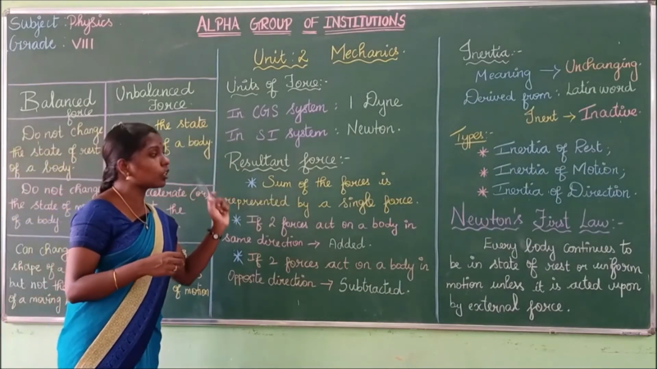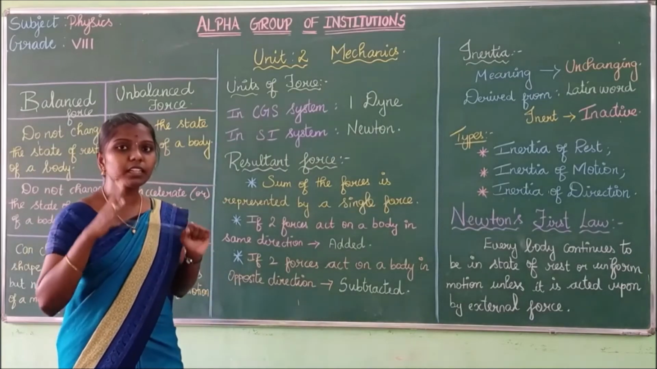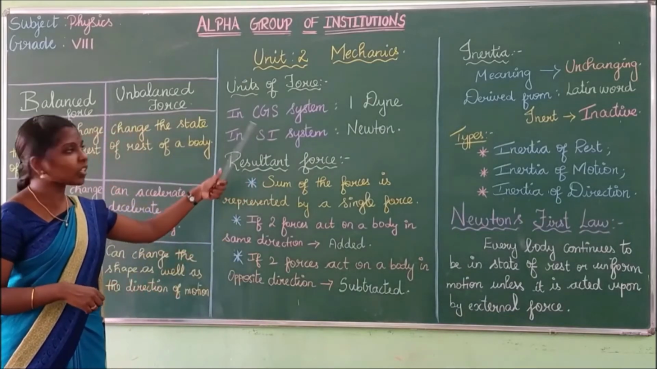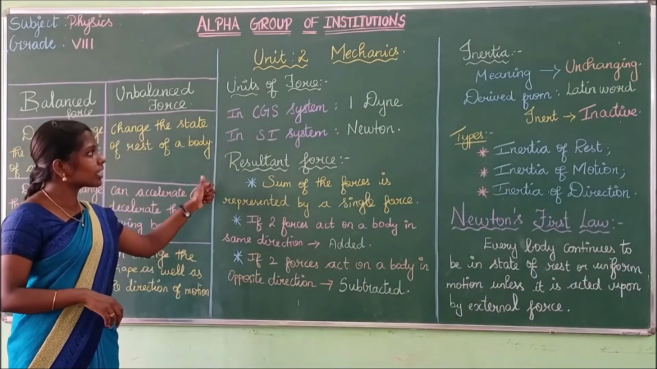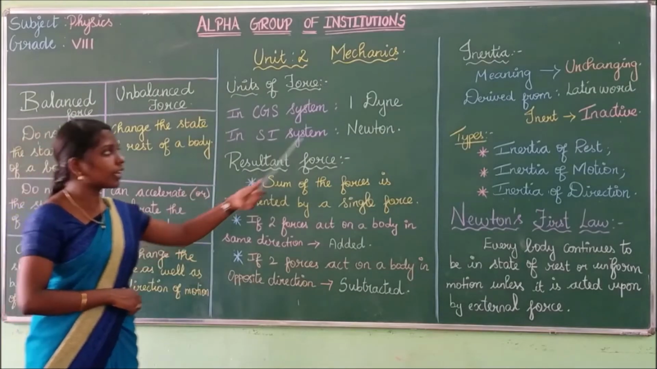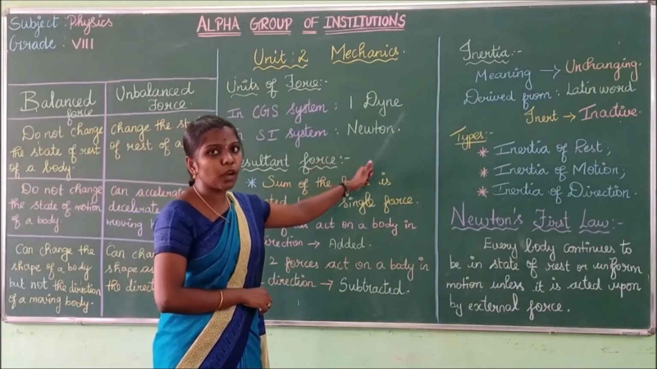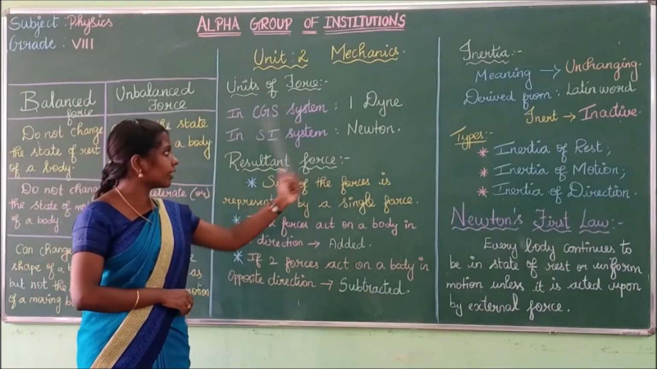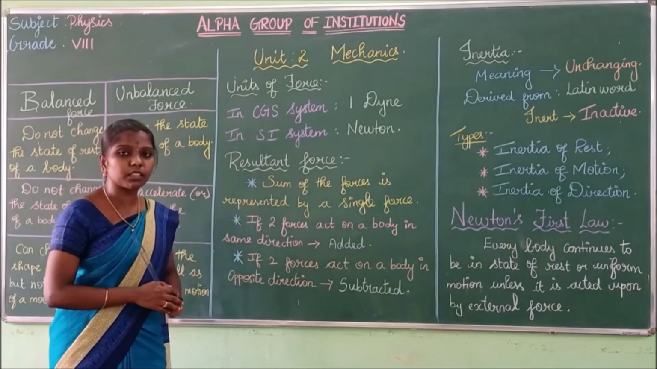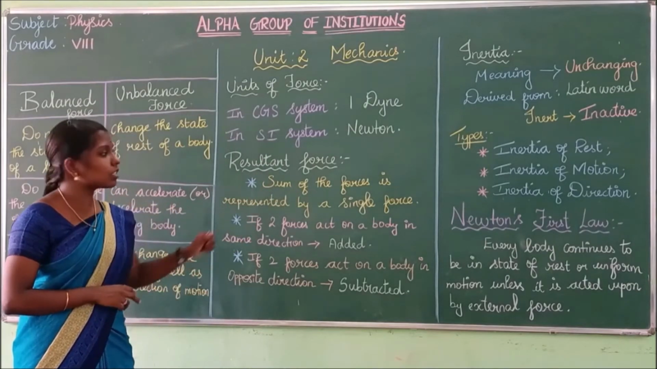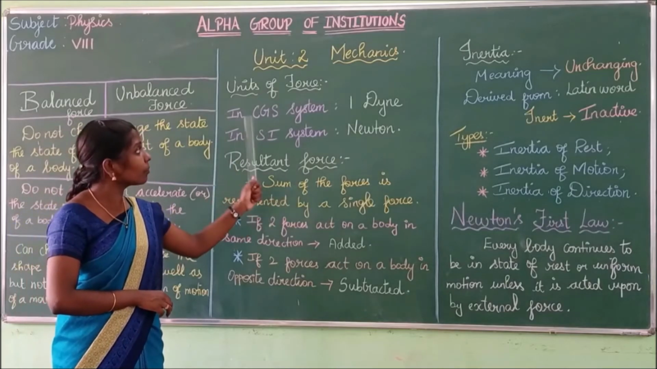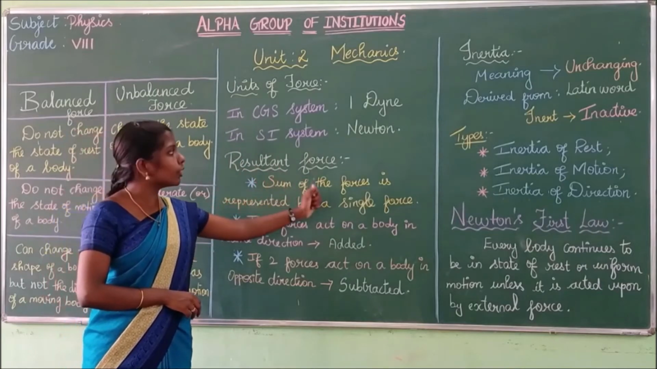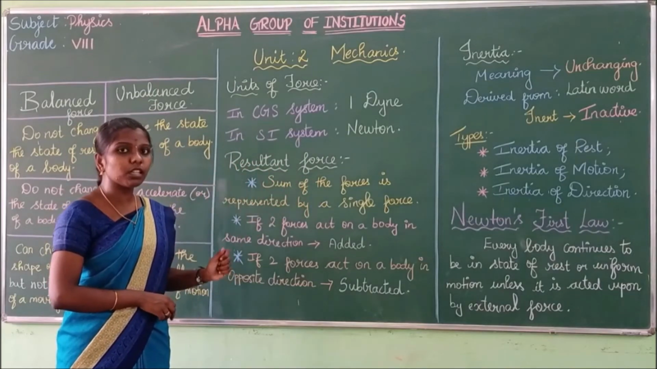What is called the CGS system? CGS is nothing but the centimeter, gram, second system. In the CGS system, the unit of force is dyne, D-Y-N-E. The SI system is the standard international system. In the SI system, the unit of force is Newton. In the CGS system, the unit of force is dyne.